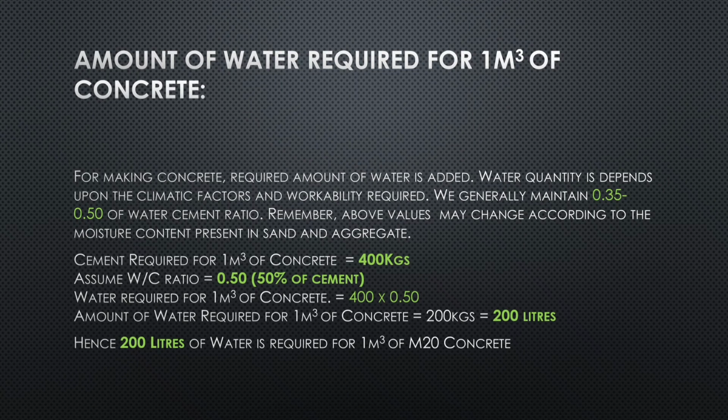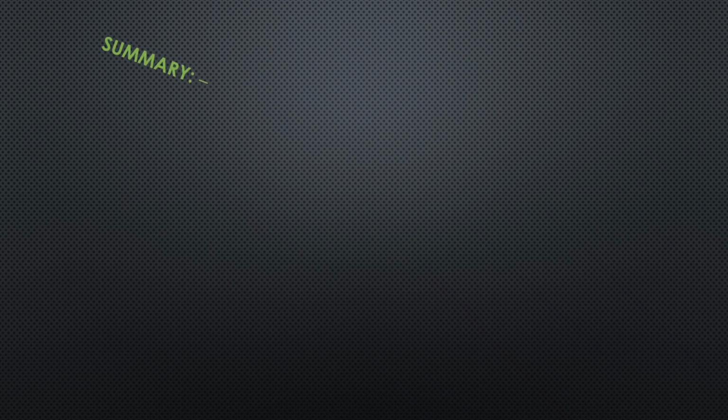Cement required for 1 cubic meter of concrete is 400 kgs. Assume water-cement ratio 0.5, that is 50% of cement. Water required for 1 cubic meter of concrete is 400 into 0.5. The amount of water required for 1 cubic meter of concrete equals 200 kgs or 200 liters. Hence 200 liters of water is required for 1 cubic meter of M20 grade concrete.